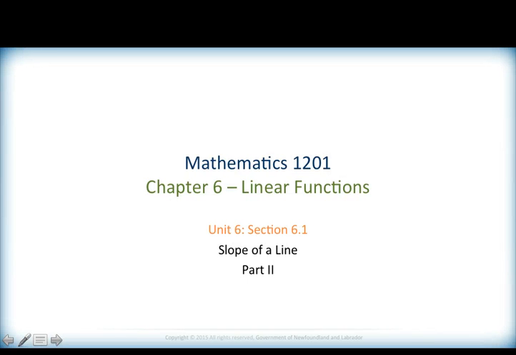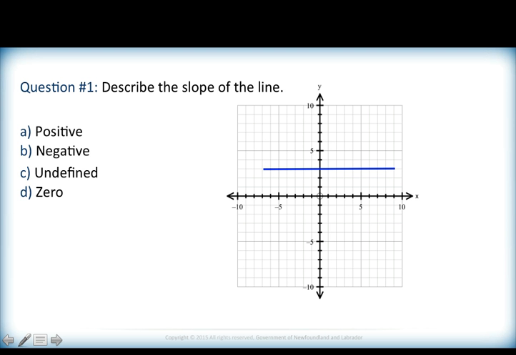In this lesson, we will continue with Unit 6, Section 6.1, Slope of a Line. Question 1. Describe a slope of the line. When we describe slope, there are four possibilities. The first one is positive. If the slope is positive, it will increase from the left and go up to the right. If it is negative, it will decrease from the left and go down to the right.